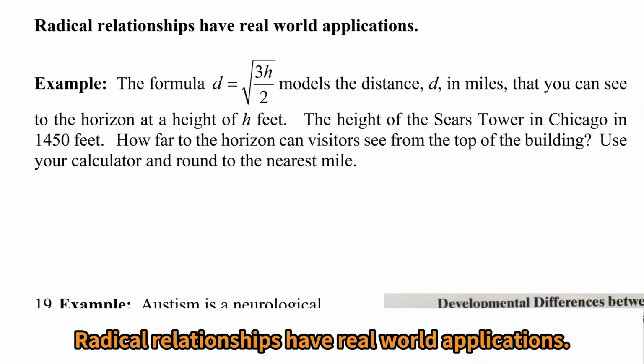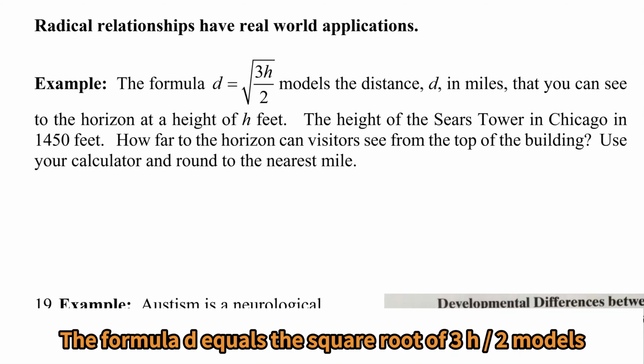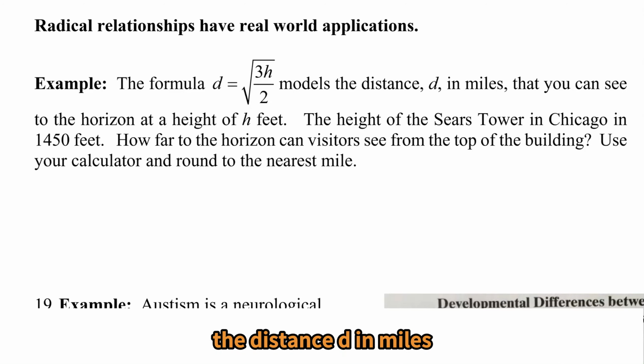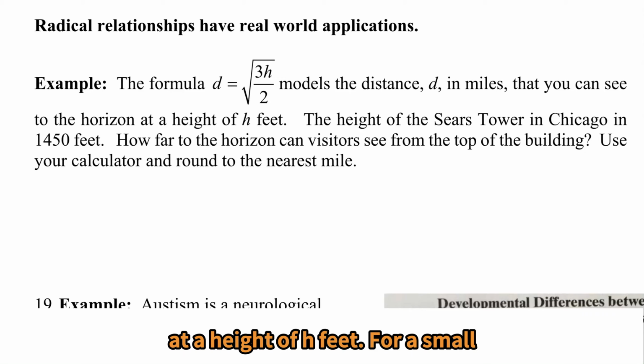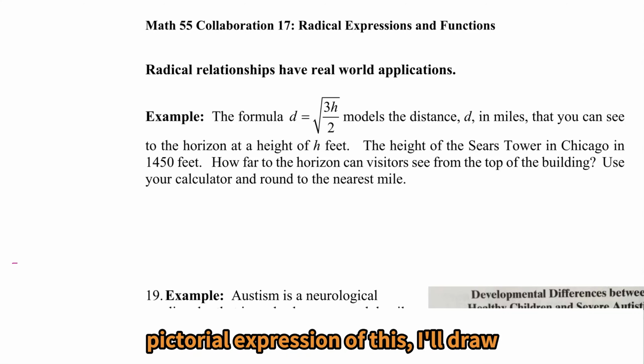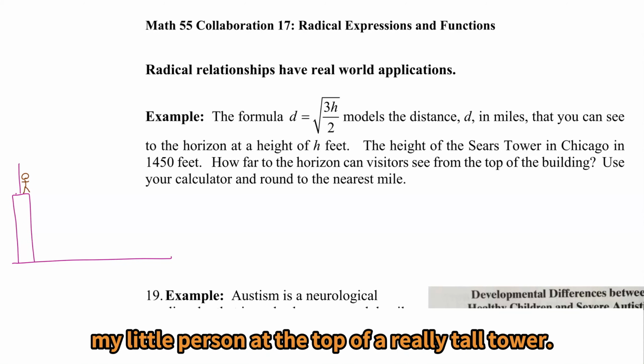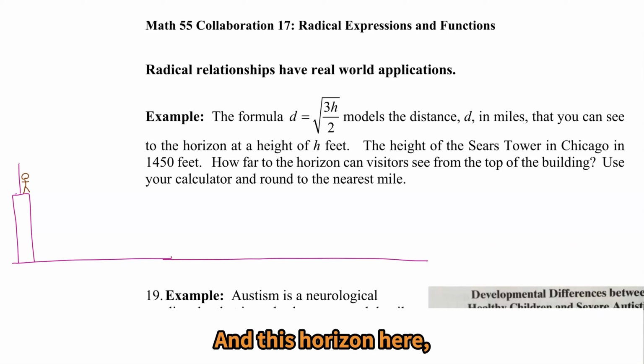Radical relationships have real-world applications. The formula d equals the square root of 3h divided by 2 models the distance d in miles that you can see to the horizon at a height of h feet. For a small pictorial expression of this, I'll draw my little person at the top of a really tall tower, and this horizon here, how far out can we see?